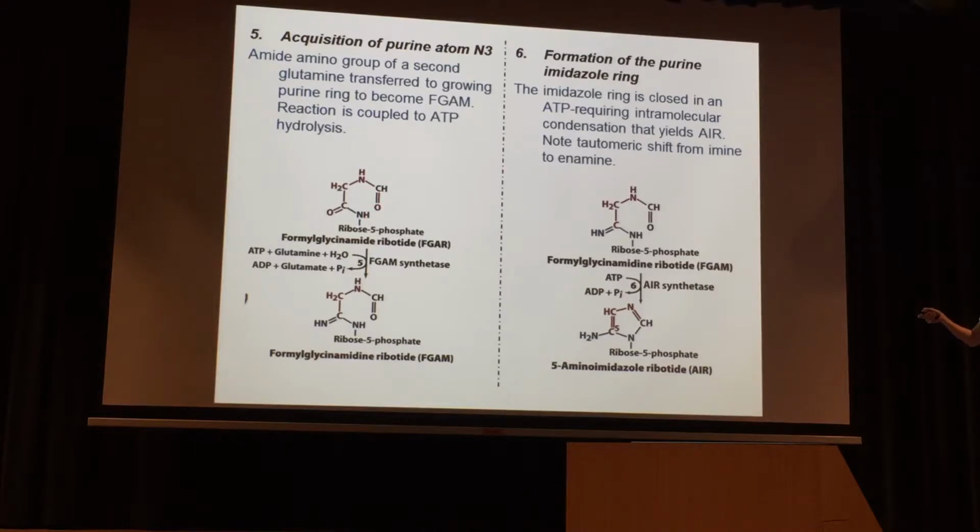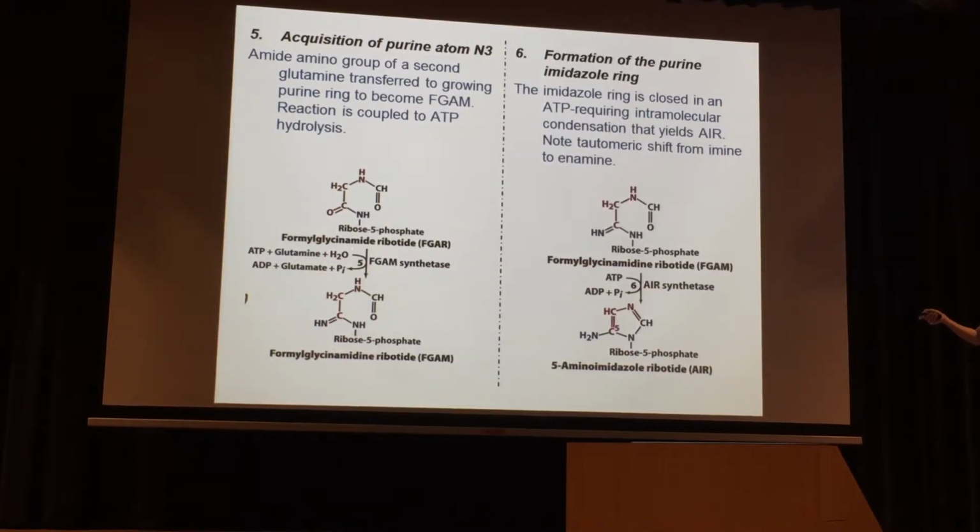We cannot use this because we need to close up the ring, so let's reserve this to close up the ring. The only available reactive group is over here, the CO. In this reaction, the amide group of the second glutamine is transferred to the ring via the CO group, coupled to ATP hydrolysis. The product is called formylglycinamidine ribotide. Why? Because over here is a C=N double bond now.